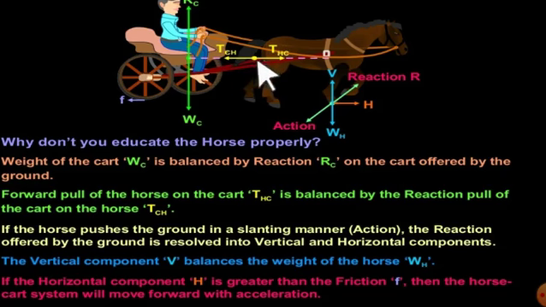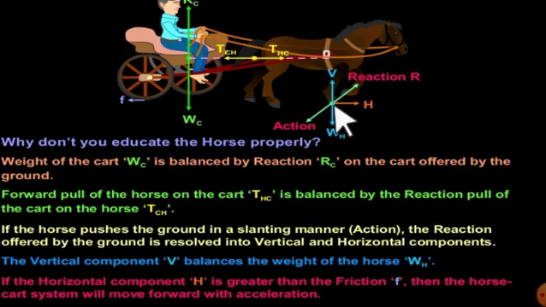So if the horse pulls toward the right side and the cart pulls the horse toward the left side, then there will not be any motion at all, because these two are balanced forces, right? So the motion of the cart will not be there, right? Now let's see.